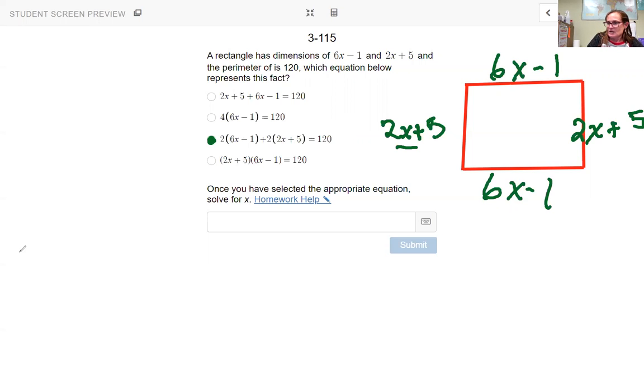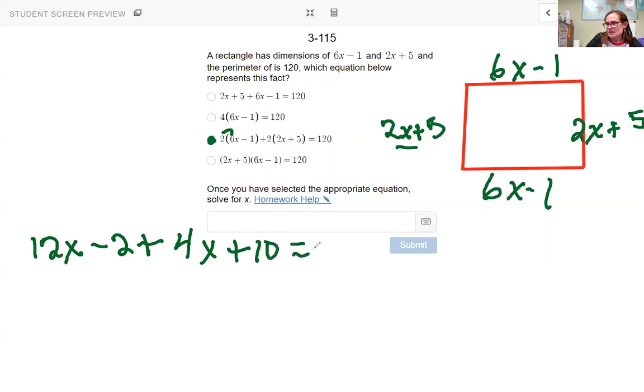Okay, so we're going to take our equation and distribute the 2. 2 times 6 is 12, so 12x. 2 times -1 is -2. 2 times 2x is 4x. And 2 times 5 is 10. And that whole thing equals 120.